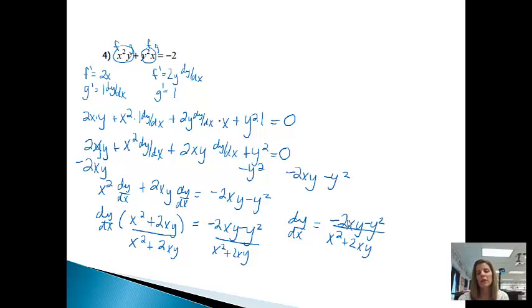One more thing that I could do if I really wanted to: in the numerator, I noticed that they both have a negative and a y. So if I factored that out, I'd actually get negative y times 2x plus y. And then down below, they both have an x, so I could factor out an x, and then I would get x times x plus 2y. So either of those answers would be acceptable for the derivative. So hopefully now you can use implicit differentiation to find the derivative of a function.